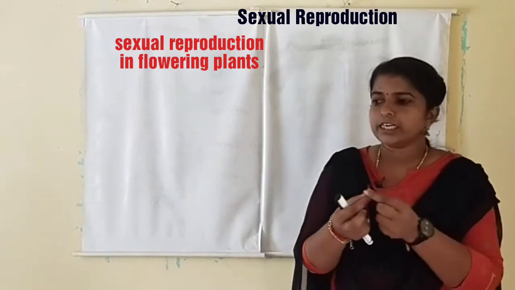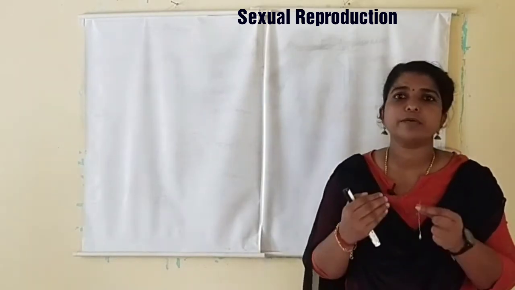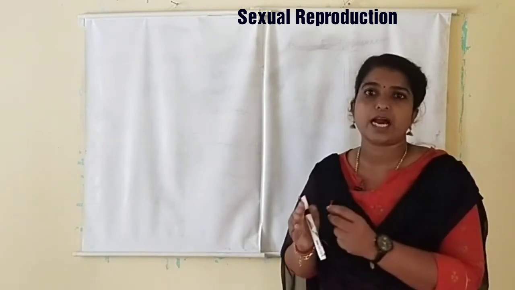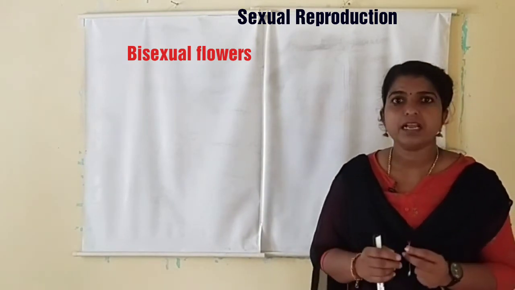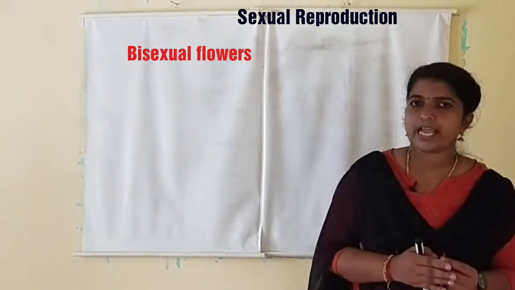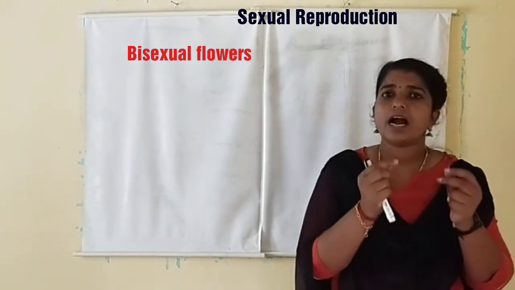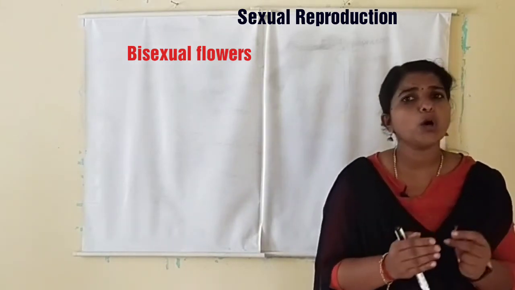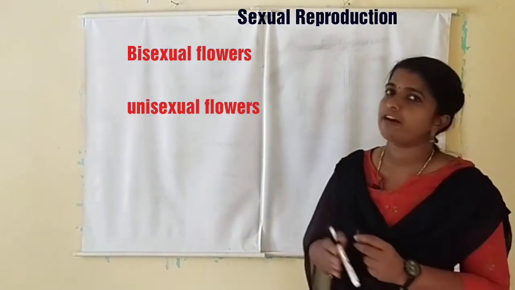And here in this flower, you can see both male and female reproductive parts. Such flowers having both stamens and carpel are known as bisexual flowers. Examples: hibiscus, mustard, etc. In some flowers like papaya, watermelon, etc., they have either a male part or a female part, either stamen or carpel. Such flowers are known as unisexual flowers.